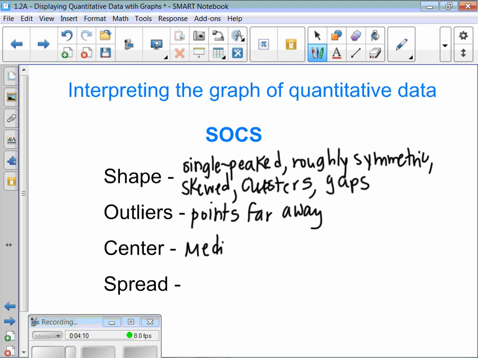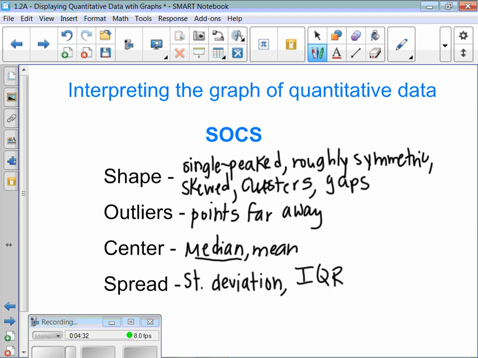Center, we've got median and mean. You guys are probably just going to do median to start with because you can actually find the middle dot of the data. For spread, eventually we're going to calculate the standard deviation. IQR, don't worry about that yet, but that is a spread. And range. So range is the one you're going to use today, probably. Data ranges from this to this, and that's the spread.